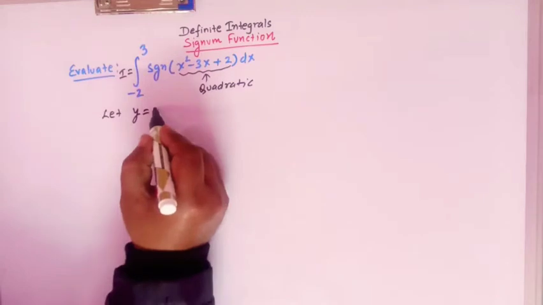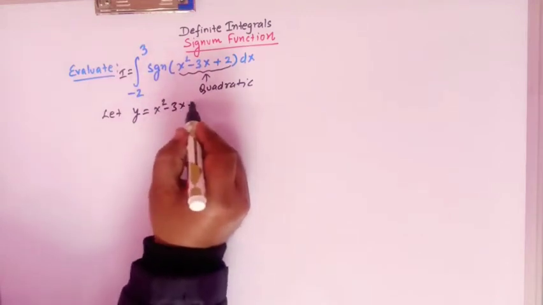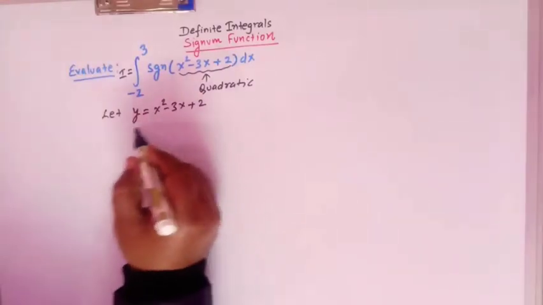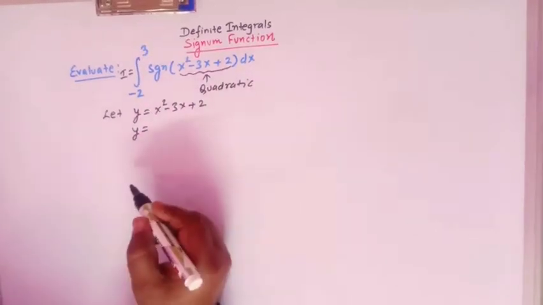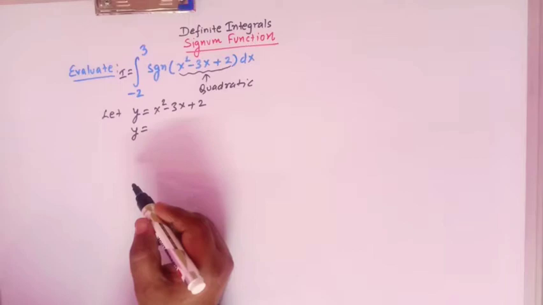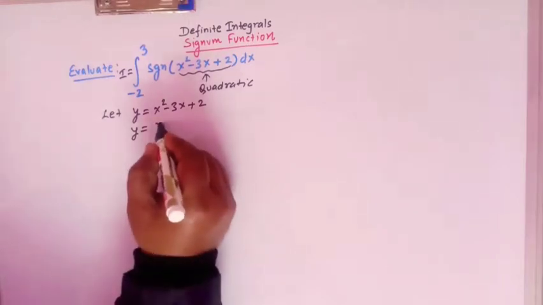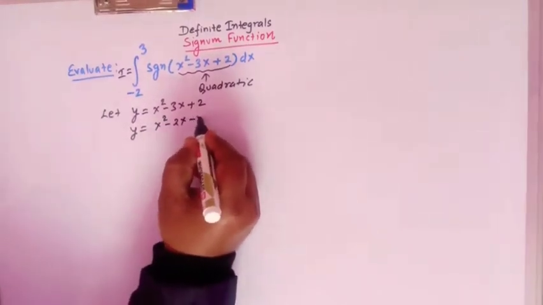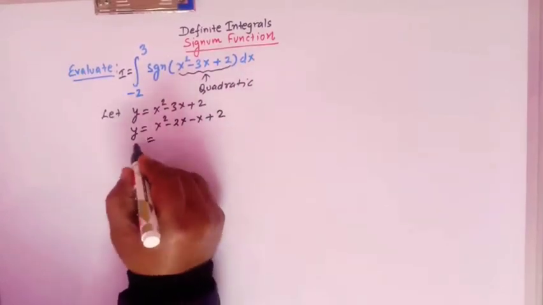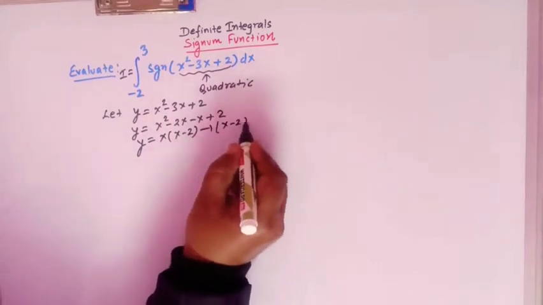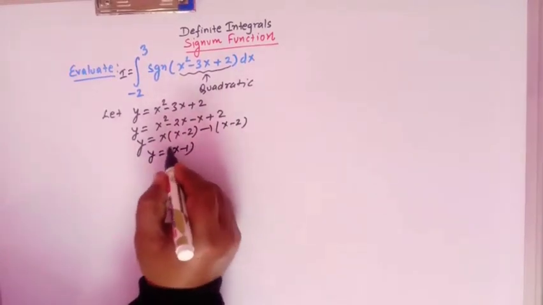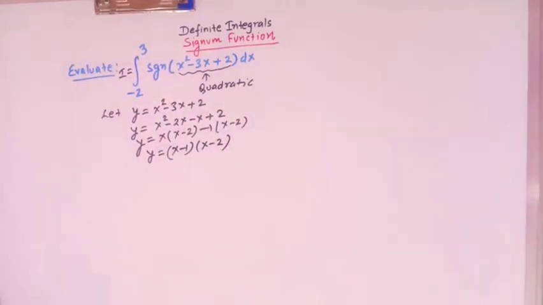So here let us take y is equal to x square minus 3x plus 2, which is a quadratic polynomial. Now let us factorize this quadratic polynomial by splitting the middle term. So we can write x square minus 2x minus x plus 2. So we have x minus 2 minus 1 times x minus 2. So we have x minus 1 and x minus 2.